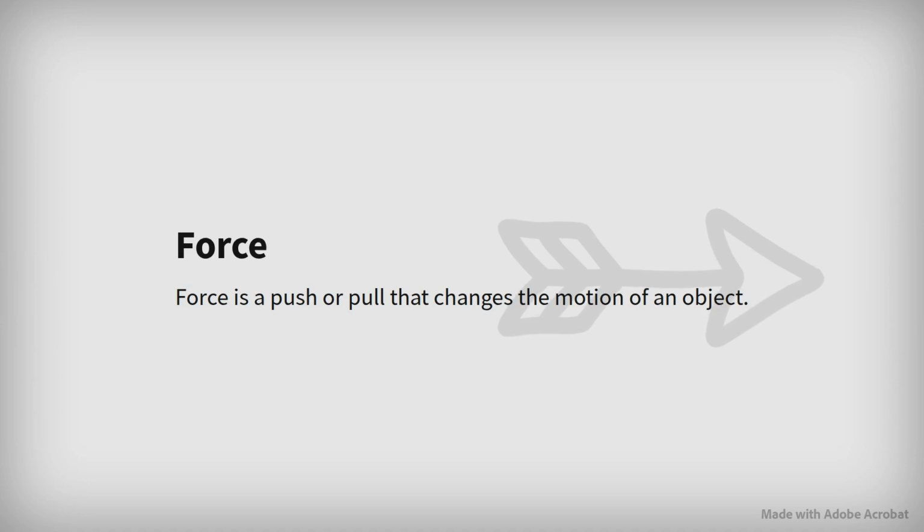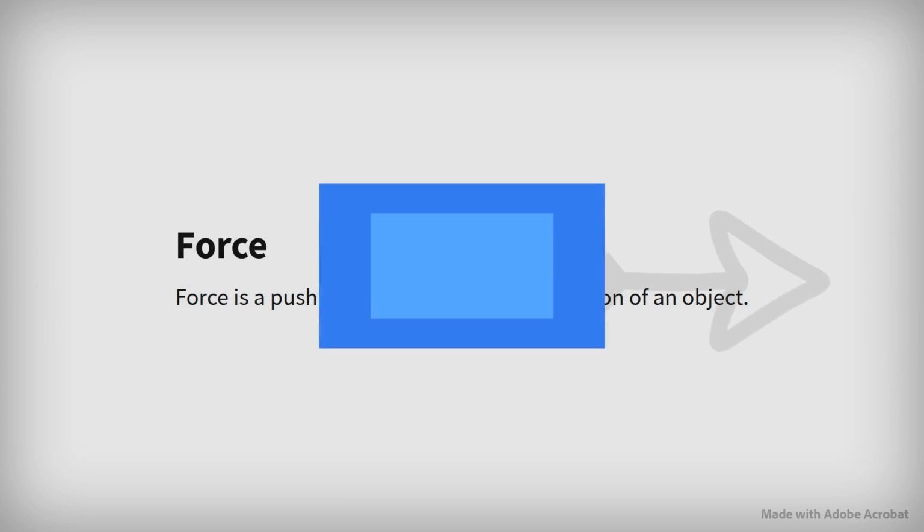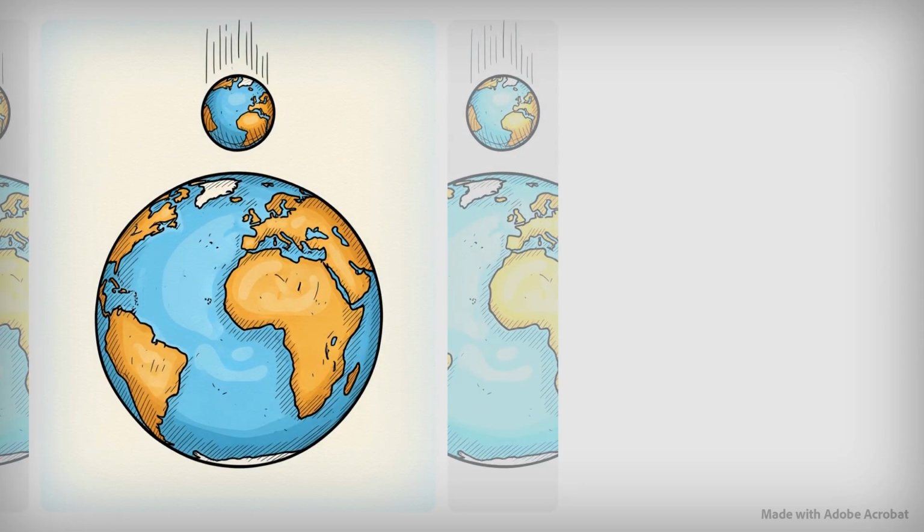This definition is fundamental because it explains how objects move, stop, or change direction. Whether you're kicking a ball or lifting a book, force is at play. Understanding force helps us grasp the mechanics behind everyday actions. Gravity is a force that pulls objects towards each other, most noticeably causing things to fall towards the Earth.